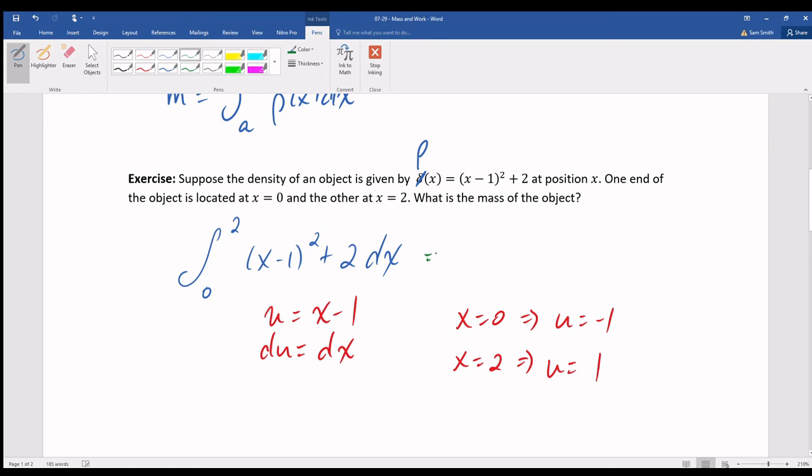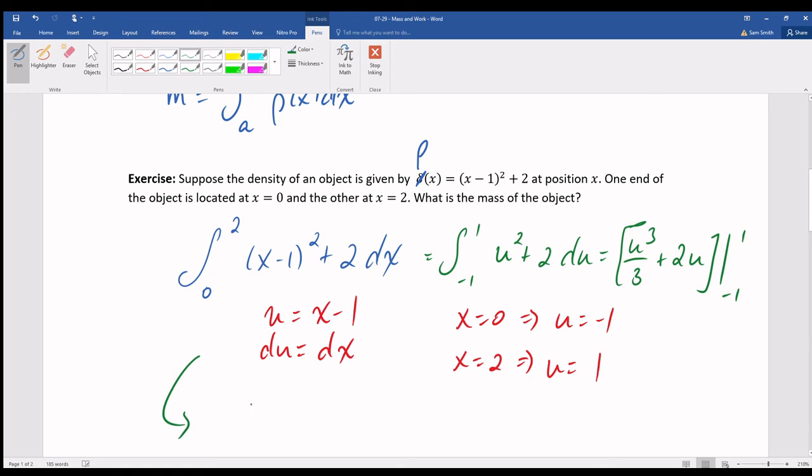So we can integrate from u equals negative 1 to positive 1, u squared plus 2 du, giving us u cubed over 3 plus 2u, evaluated from negative 1 to 1. Then, plugging in these two numbers, we have a final answer of: plug in 1 cubed over 3 plus 2 times 1, take away negative 1 cubed over 3 plus 2 times negative 1.